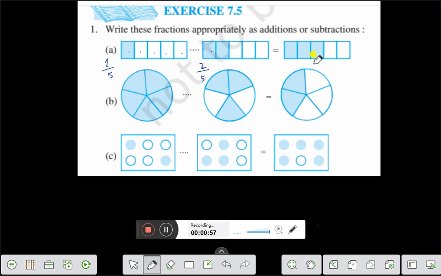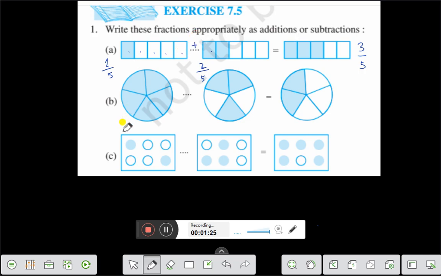And in this part, you see 1, 2, 3, 3 are shaded, and the total parts are 1, 2, 3, 4, 5. So 3 by 5. That means if we add 1 by 5 with 2 by 5, LCM is 5, 1 plus 2 is 3 by 5. So here we have to add.